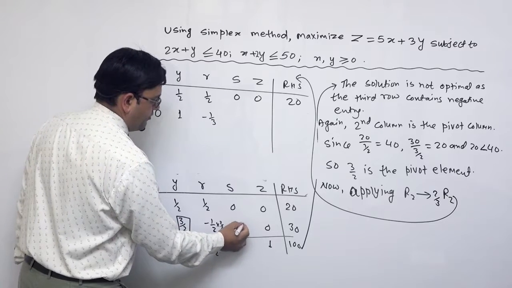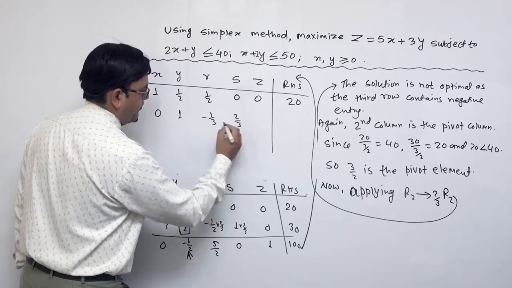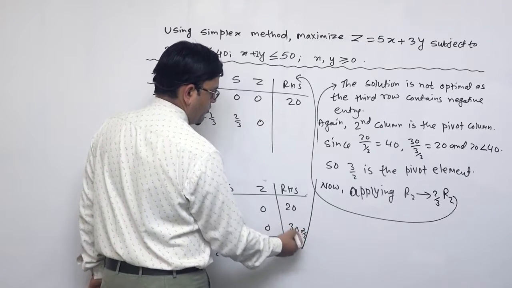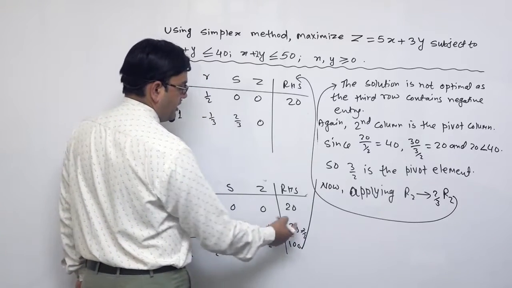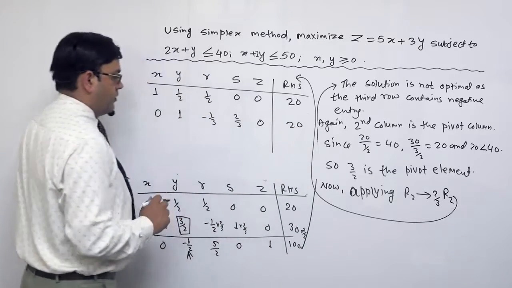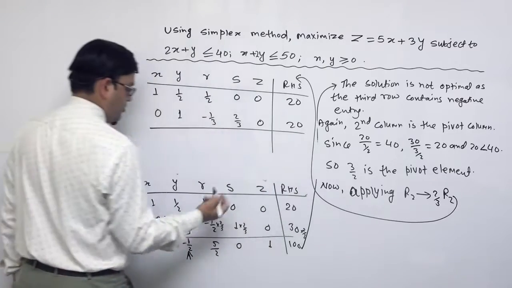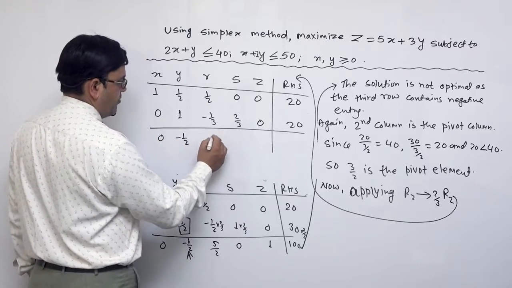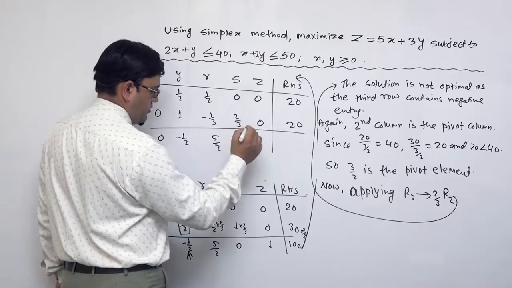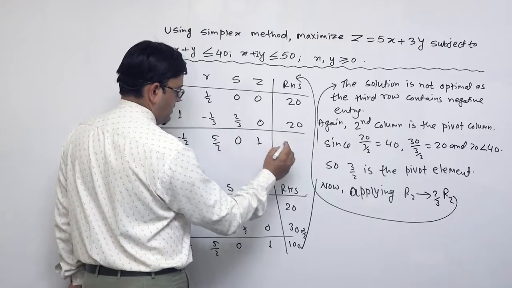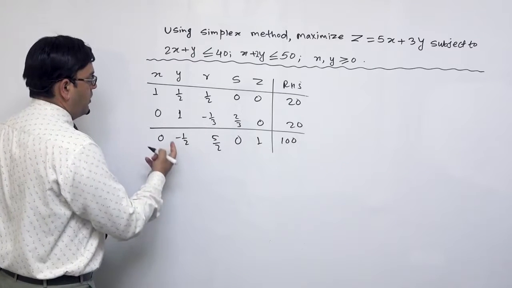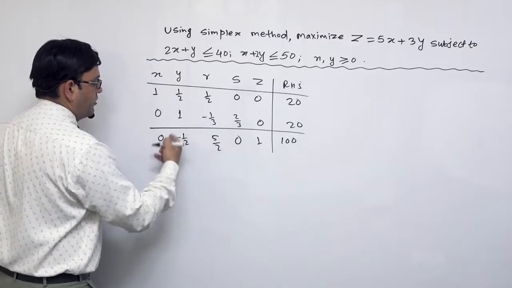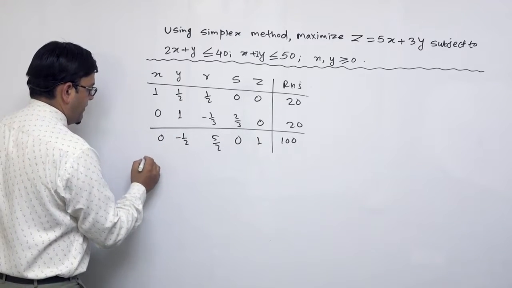Similarly here, times 2/3 gives 2/3. Here 0, and 30 times 2/3, so 10 times 2 is 20. The last row stays the same: 0, -1/2, 5/2, also 0, 1, and 100. Now we have to change this also, and make this 1 as well, so applying again.